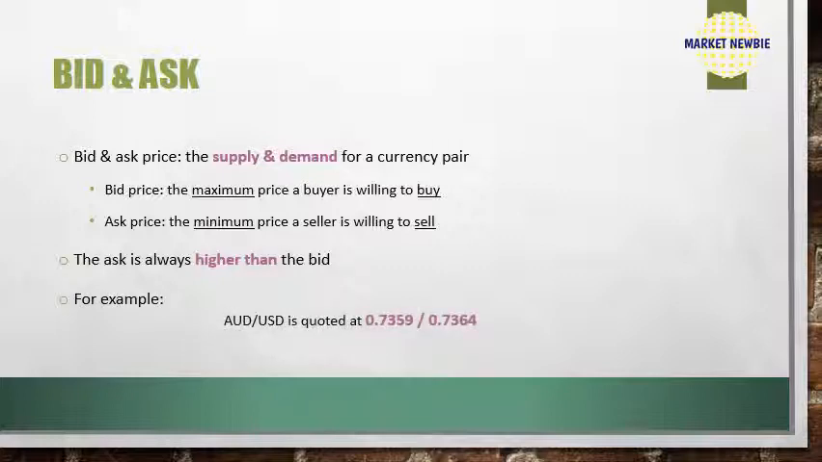For instance, Australian dollar to US dollar currency pair is currently quoted at 0.7359 to 0.7364. This means that the buyer is willing to buy at 0.7359, which is the bid price, and the seller is willing to sell at 0.7364, which is the ask price. As a trader, you just need to remember, when you are longing or buying, always check the price that is higher. And if you are shorting or selling, always check the price that's lower.